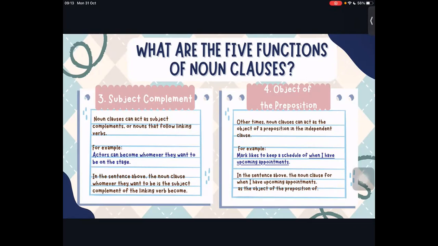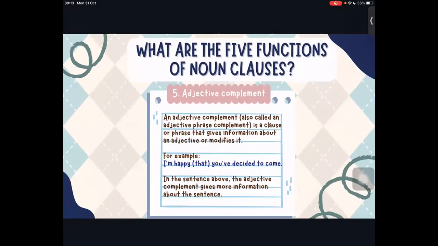And the last one, an adjective complement, also called an adjective phrase complement, is a clause or phrase that gives information about an adjective or modifies it. For example, I'm happy that you decided to come. In the sentence above, the adjective complement gives more information about the sentence.